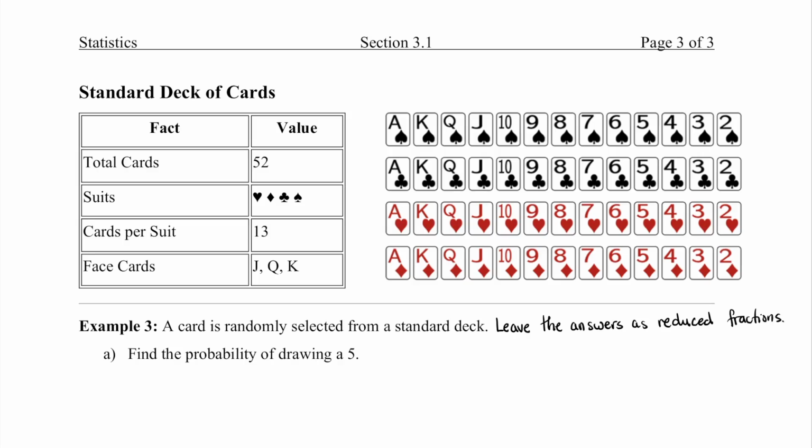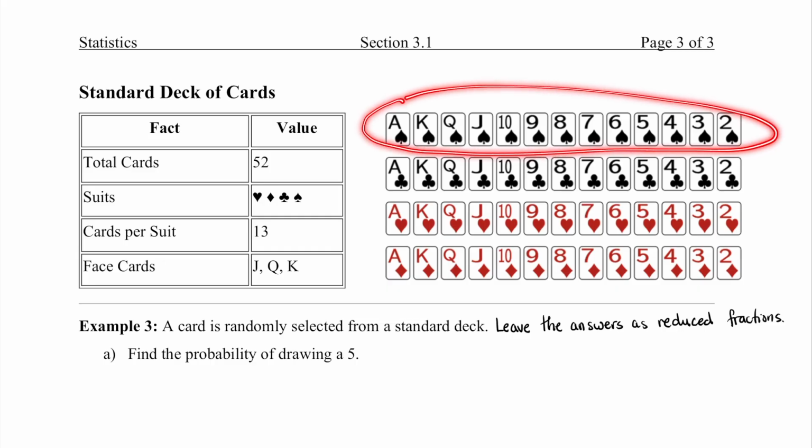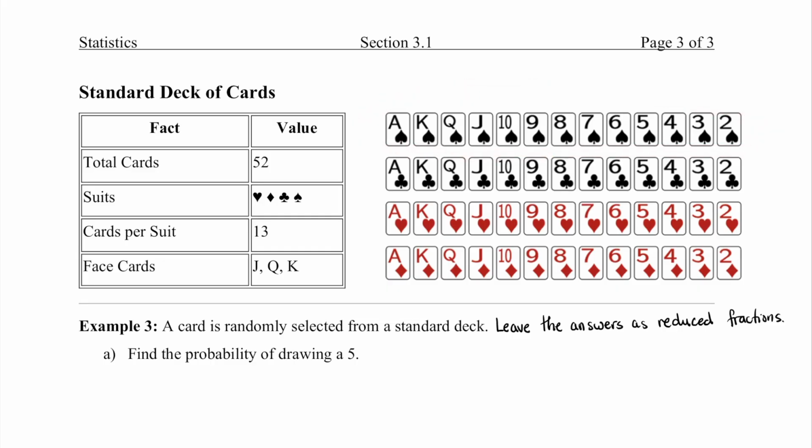Before we calculate anything, let's review what is in a standard deck. A standard deck has 52 cards. There are 4 suits. The suits are heart, diamond, club, and spade. Each suit has 13 cards. The face cards are Jack, Queen, and King.